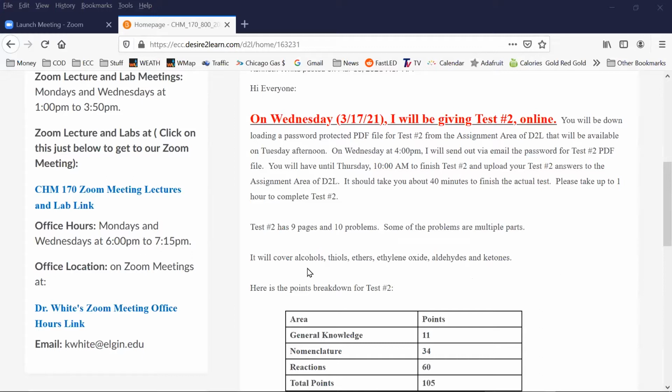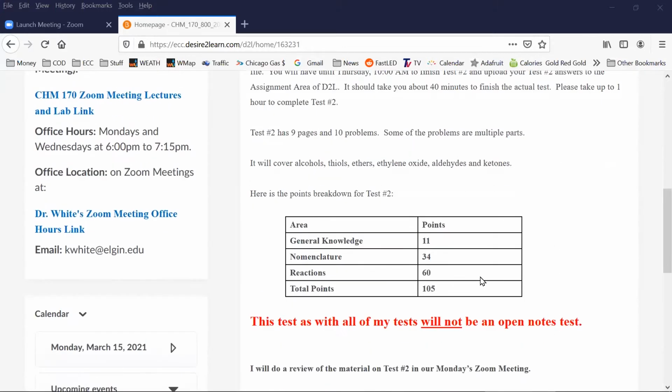All right, functional groups we'll cover: alcohols, thiols, ethers, reactions with ethylene oxide, epoxides, aldehydes, and ketones. The test point breakdown for test 2 is 11 points general knowledge and 34 points nomenclature. Nomenclature questions, as you've learned by now, are: here's the structure, give the IUPAC name for that structure, or here's the common or IUPAC name for a molecule, draw the structure. And then reactions will be 60 points. And I think 3 or 4, I can't remember exactly, will be synthesis. The synthesis is give the starting materials for the following reaction, but the majority of the points will be, as we've done, give the organic product or products for the following reaction. If you notice, it adds up to 105, so there'll be 5 bonus points.